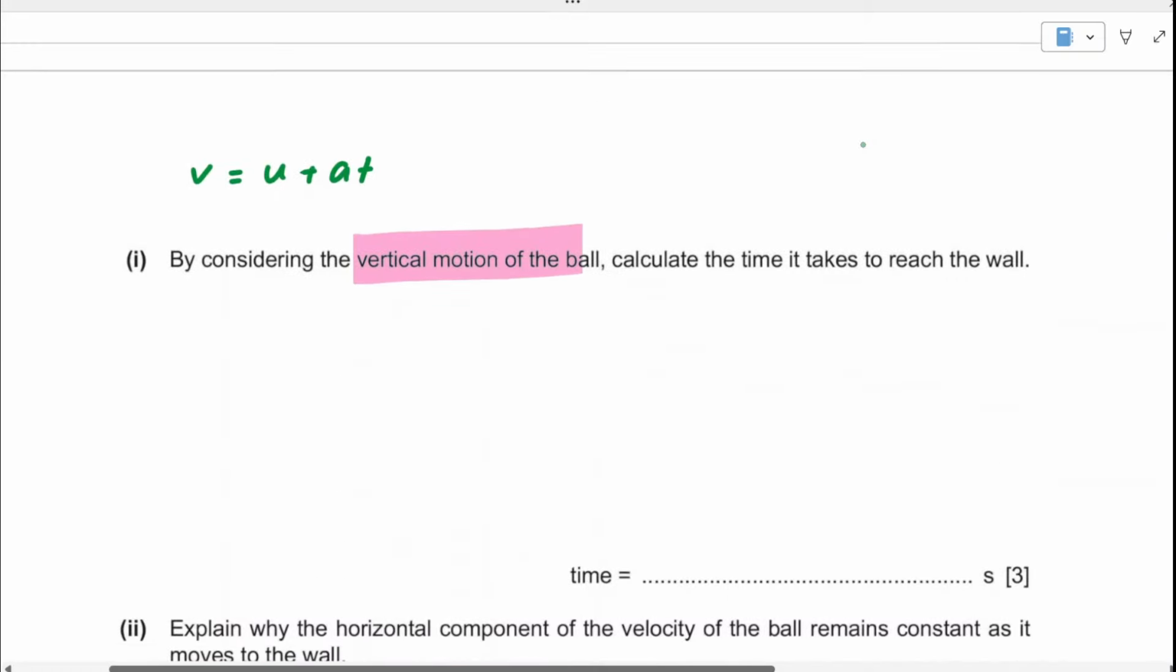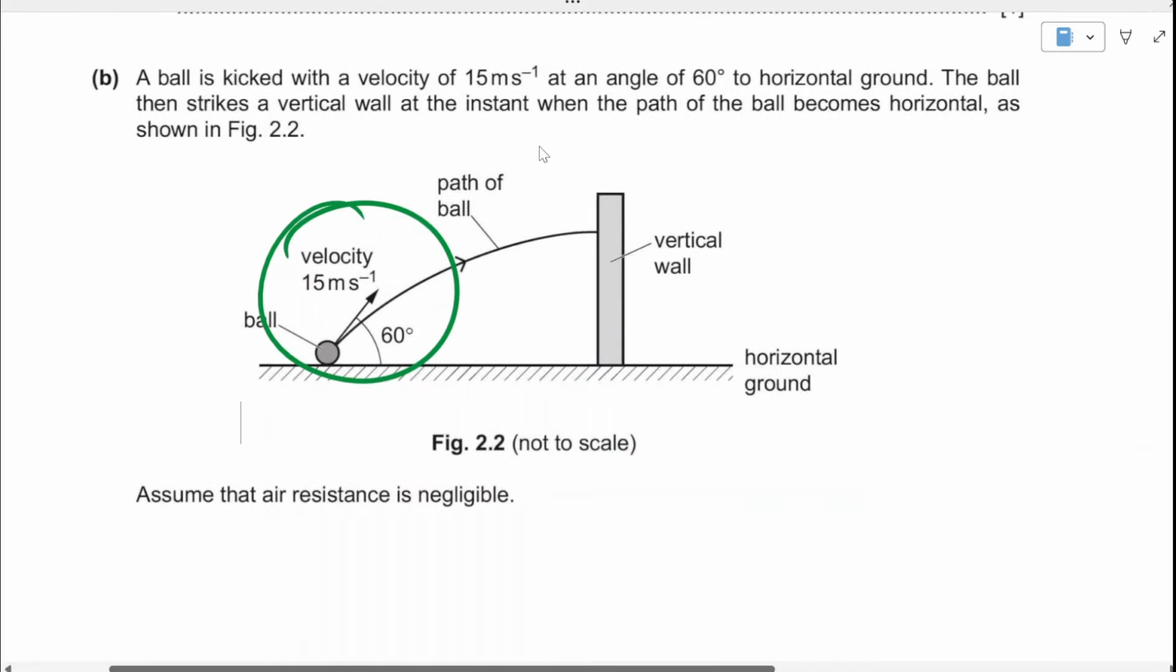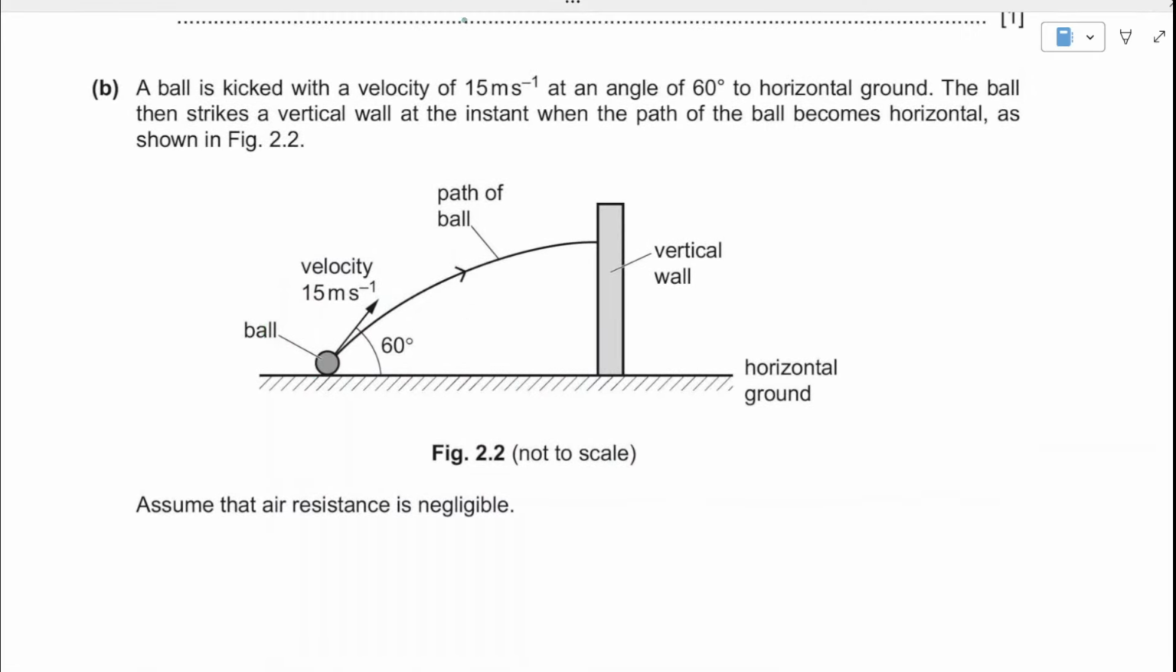But if I consider the first one, I need to find the value of t. Let me see if I have the values. Obviously I have the value of a, which is minus 9.81. Do I have the value of u? Let me check. Do I have the initial vertical velocity? I don't have the initial vertical velocity straight away, but I can find it. So how do I find it? I can find it this way. I can draw two components of this velocity 15.